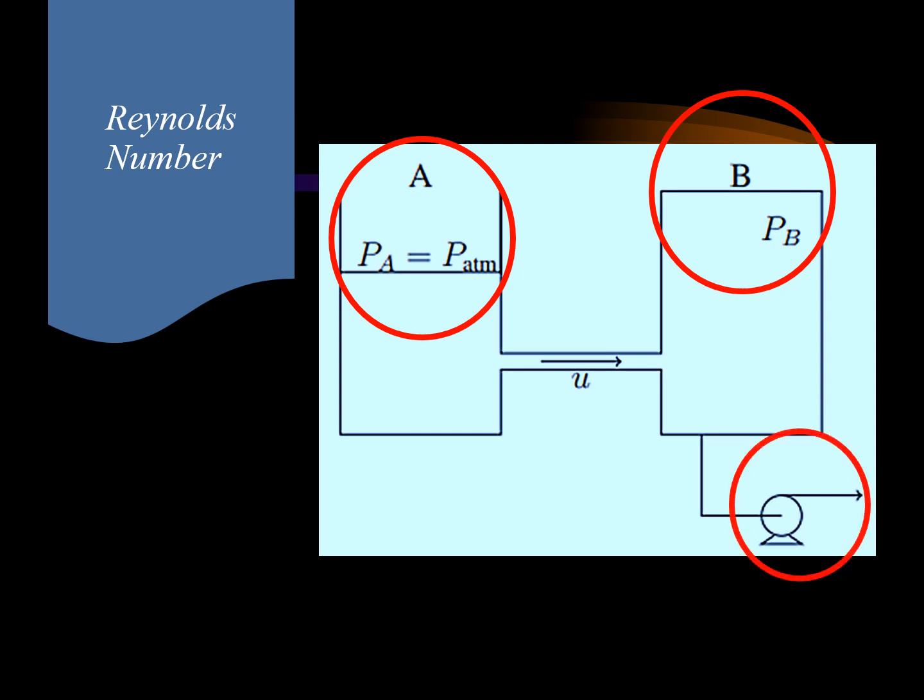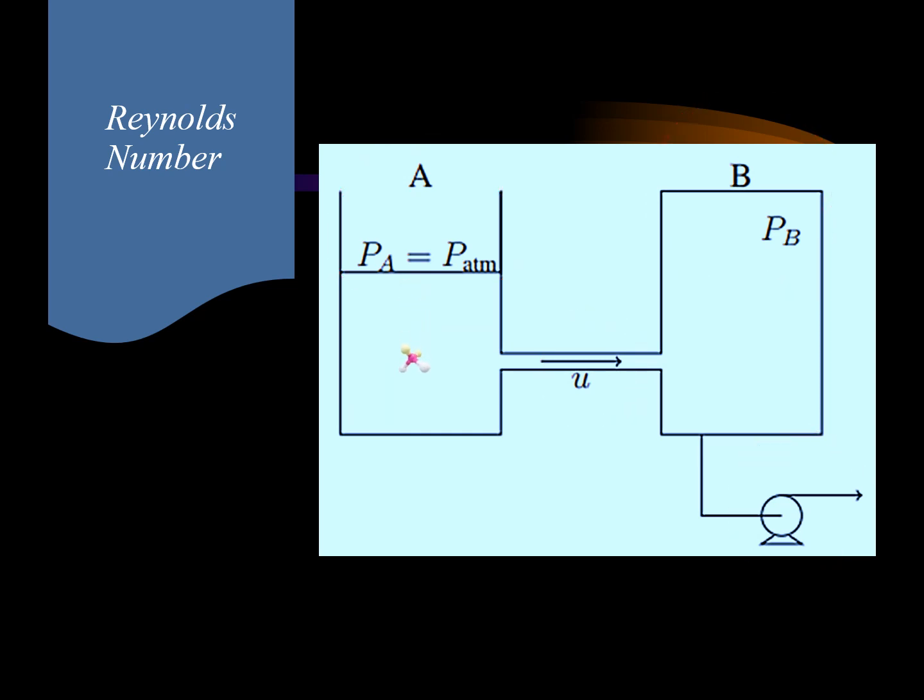Since there is a pressure difference between the tanks, fluid will flow along the pipe from tank A to tank B at velocity u. The effect of pressure drop on the velocity depends on the type of flow patterns in the pipe and the flow regime. This is where the Reynolds number comes in.